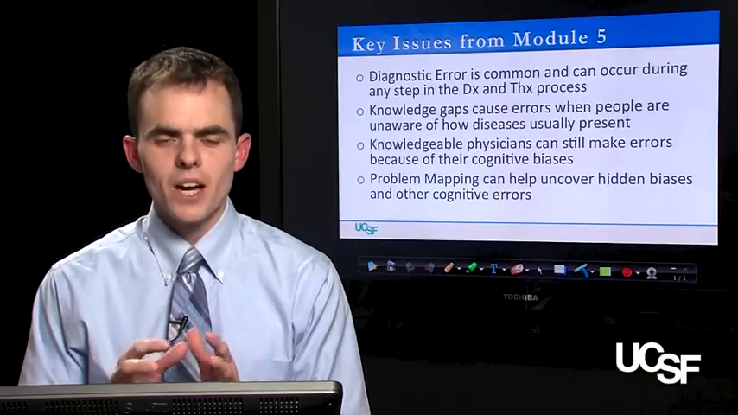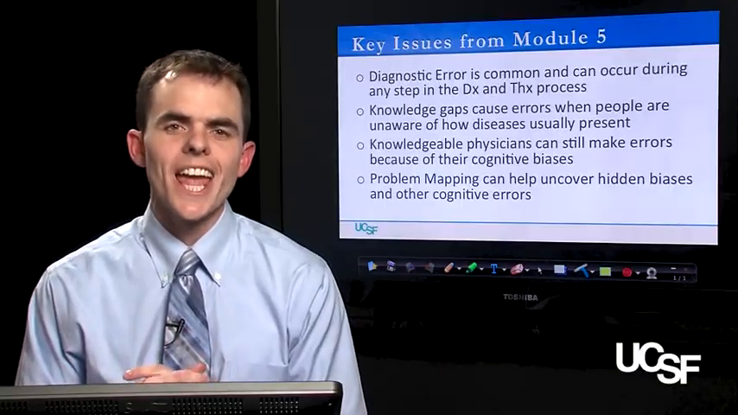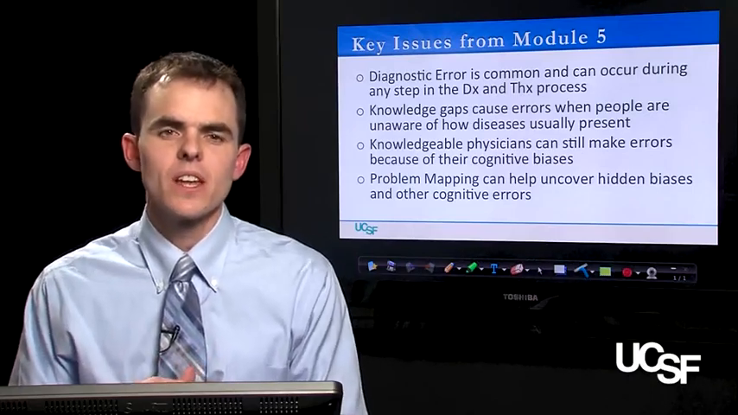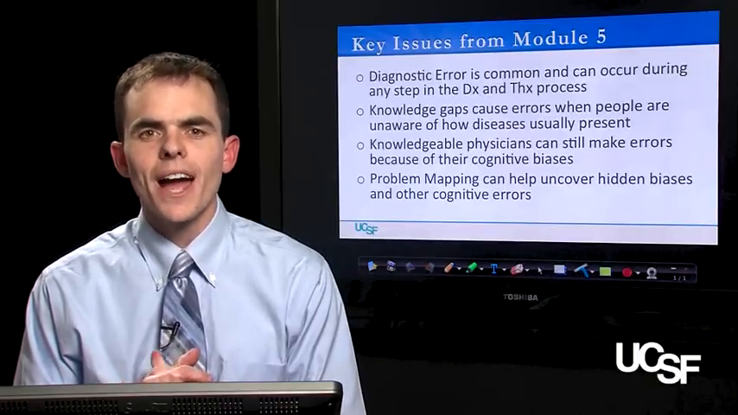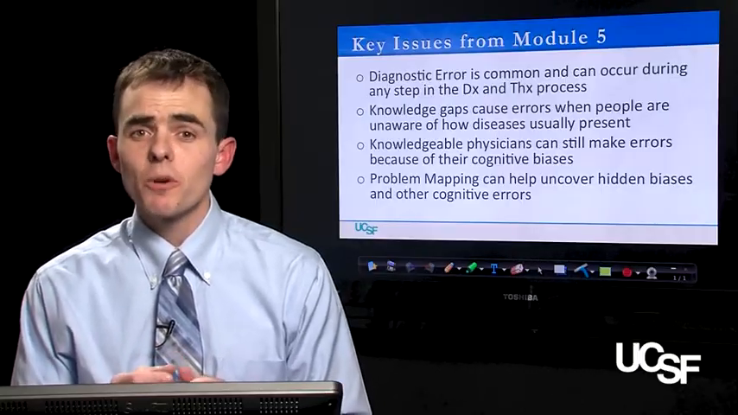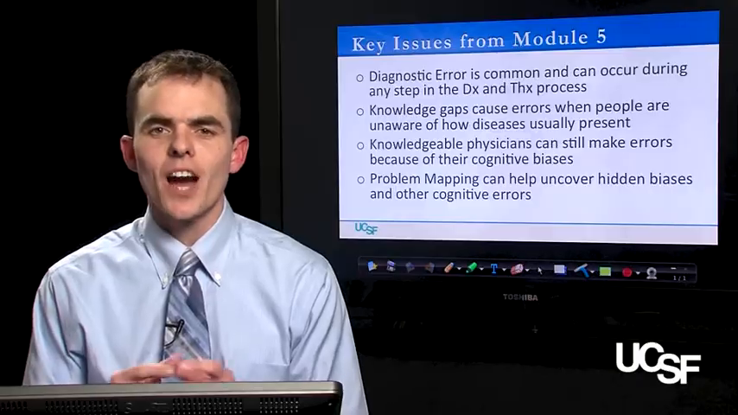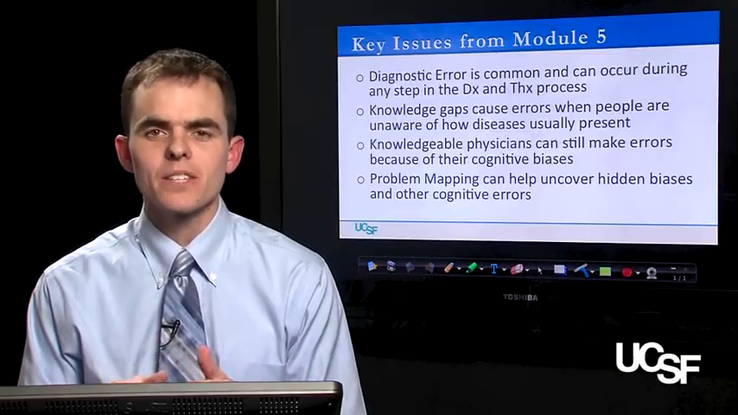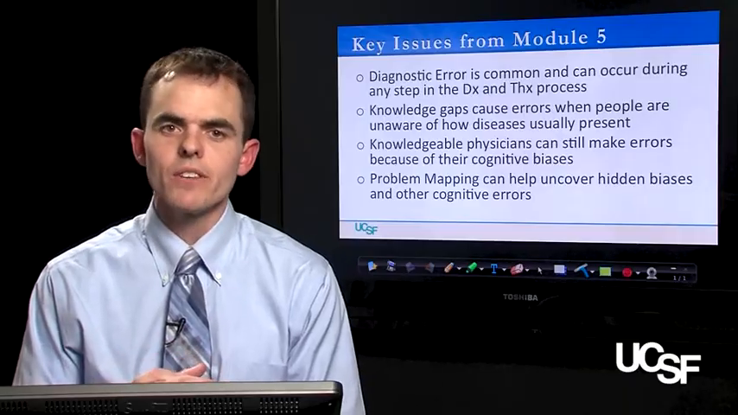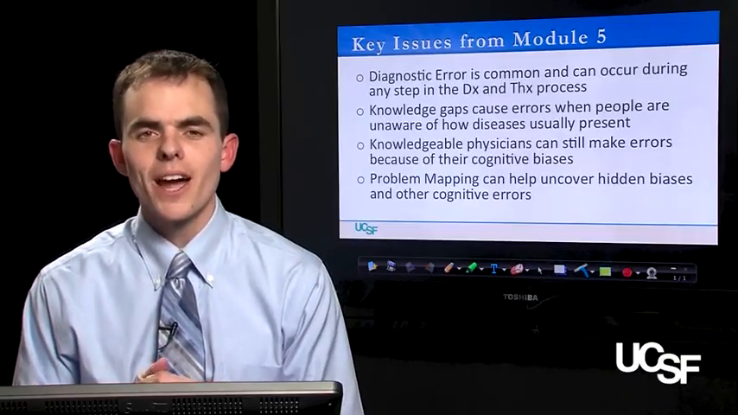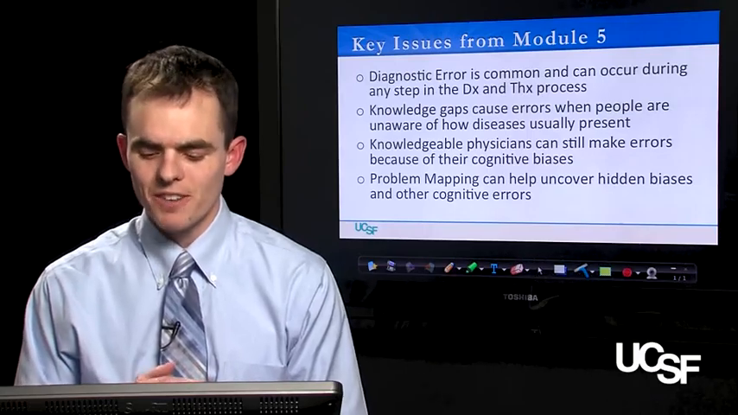The key issues from Module 5, as we just wrap up. So diagnostic error is very common and can occur during any step in the diagnosis and treatment process. Knowledge gaps are where errors can occur when people are unaware of how diseases usually present. Knowledgeable physicians can still make errors because of their cognitive biases, and we covered a number of those biases and how they could mislead even the best physicians. And finally, we introduced you to a model for approaching case review and even using it in real-time clinical practice, which we call problem mapping, which can help uncover hidden biases and other cognitive errors.